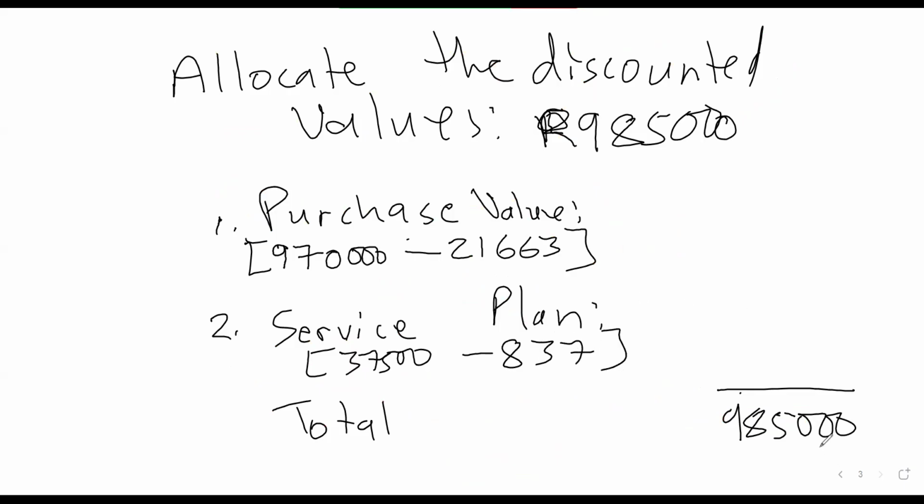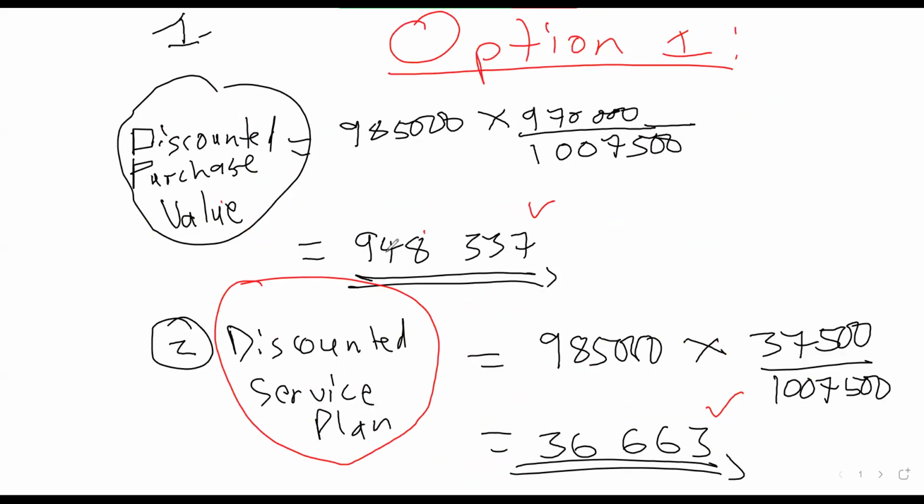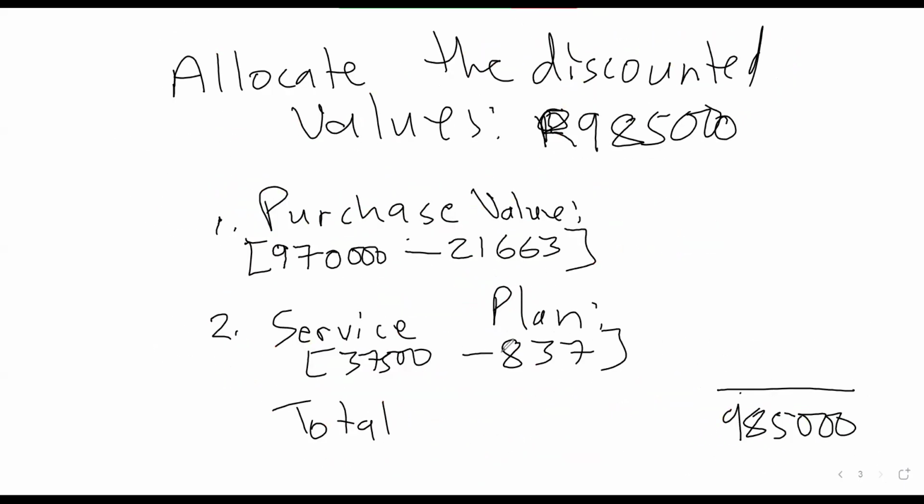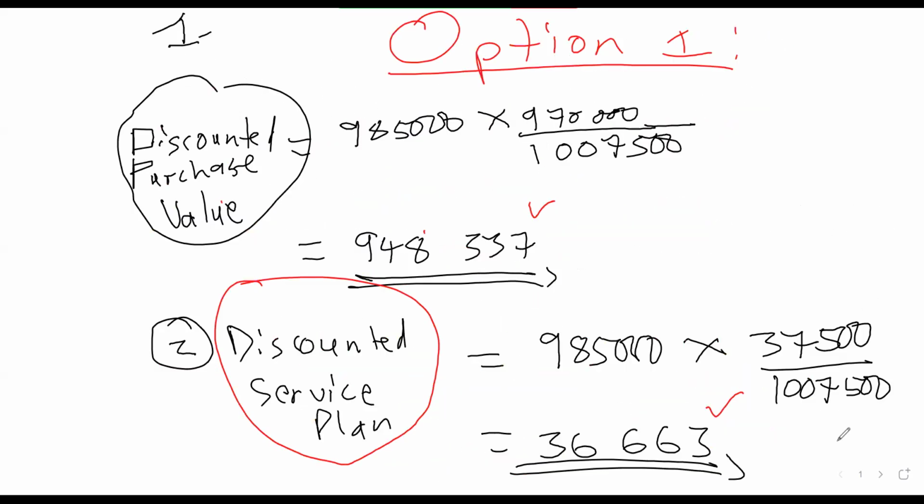When you do that, you discover that it will give you 948,337 for the purchase value, and it will give you 36,663 for the service plan if you do these calculations here. Let's do the first one. 970,000 minus 21,663. I'm getting 948,337, which is exactly what we had gotten here.